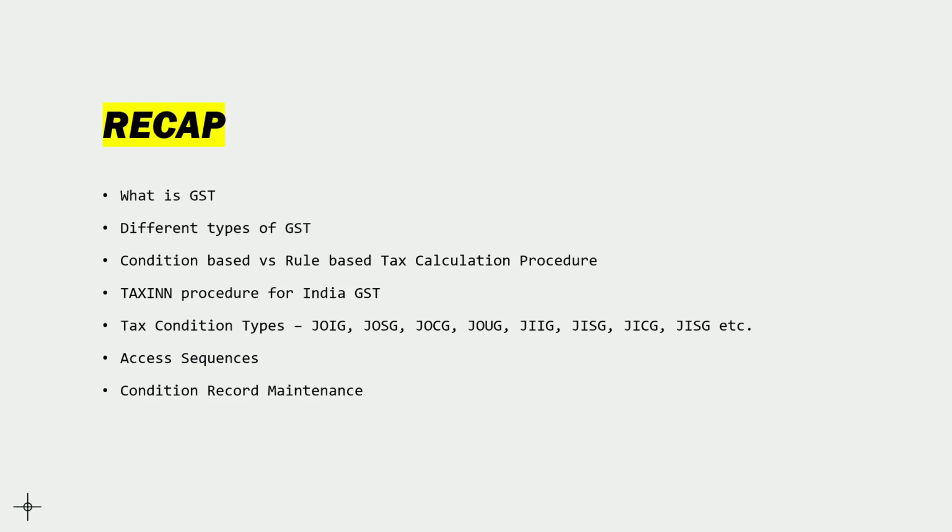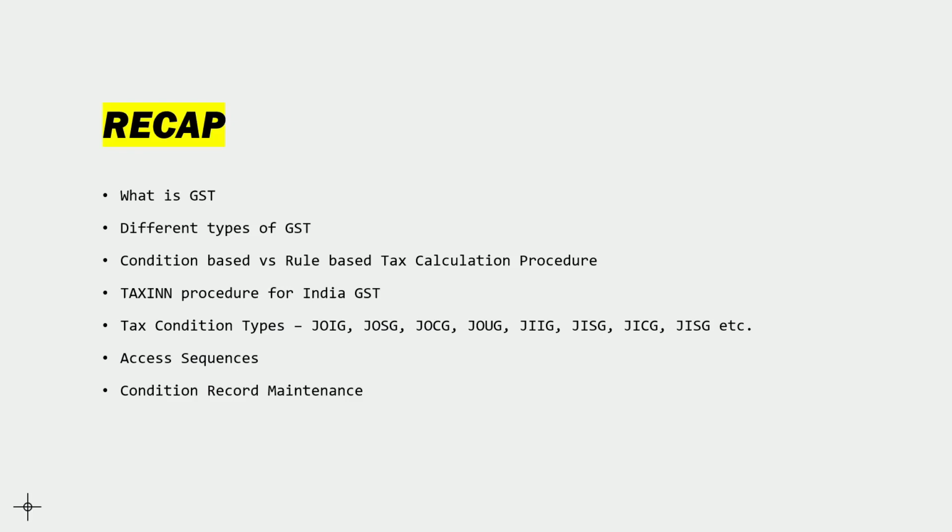And from an SAP point of view, we understood what is a tax calculation procedure and the difference between a condition-based procedure and a rule-based procedure. We also saw the tax INN procedure that SAP had provided for India GST, and we also saw the tax condition types like JOIG, SG, CG, UG for output GST and JIIG, SG, CG, and UG for input GST. There are also other condition types as we discussed for RCMs, for non-deductible taxes, for deductible taxes, etc.